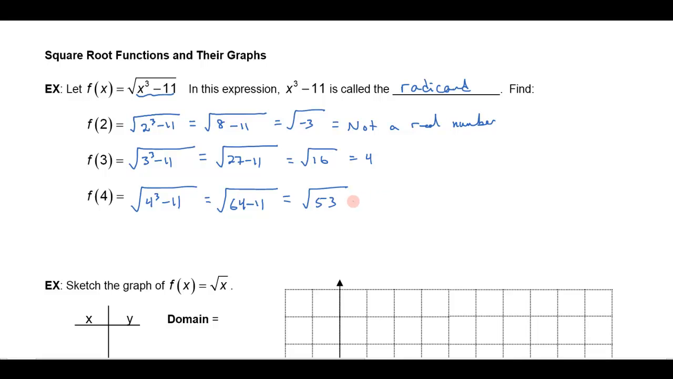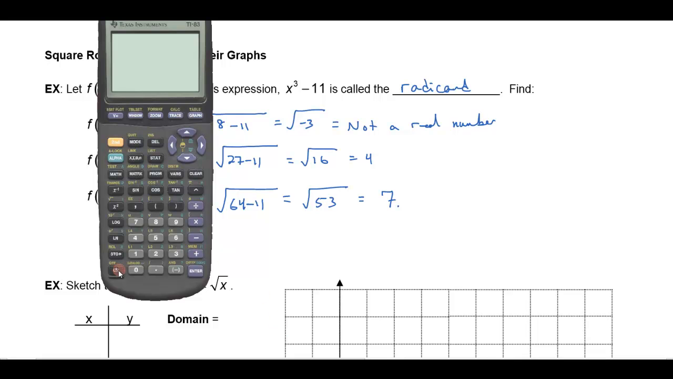Now the square root of 53, 53 is not a perfect square, so that's not going to equal an integral value. But I can think to myself, well, I know 7 squared would be 49 and 8 squared would be 64, so I know it's going to be somewhere between 7 and 8, and then I can use my calculator to get a decimal value for that.